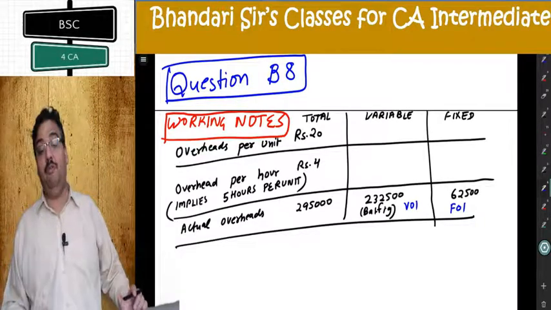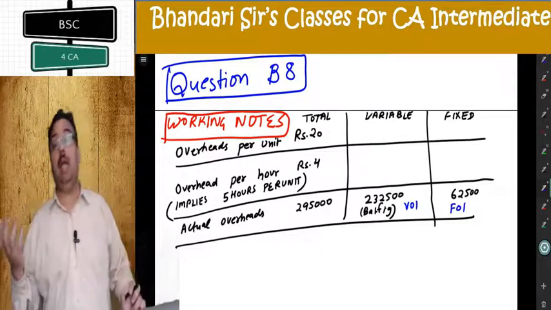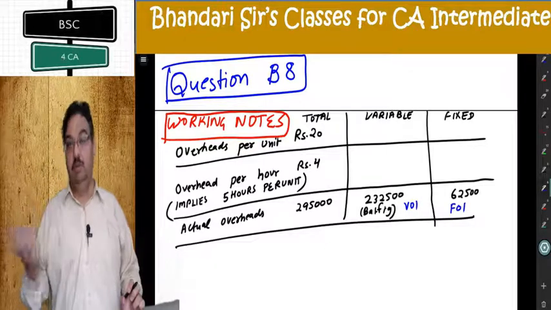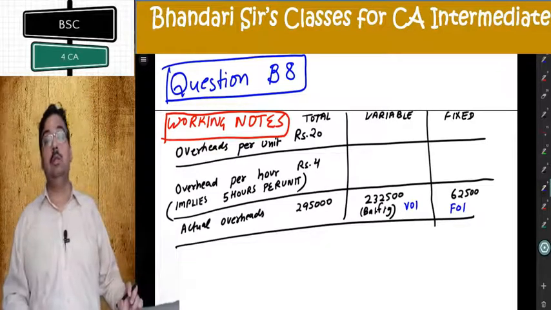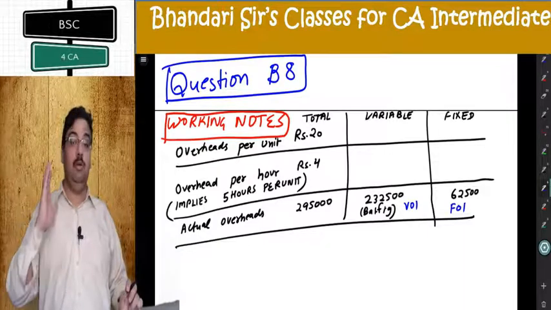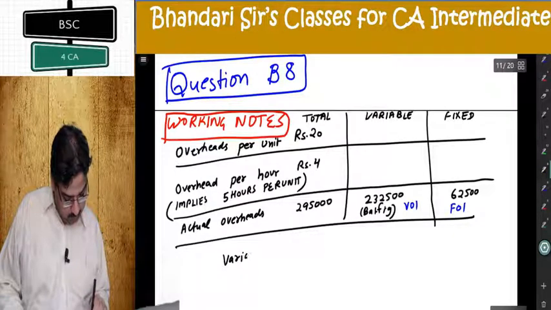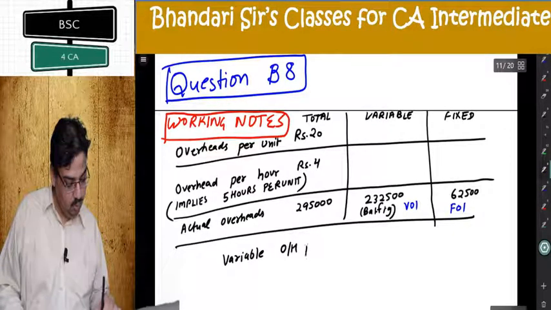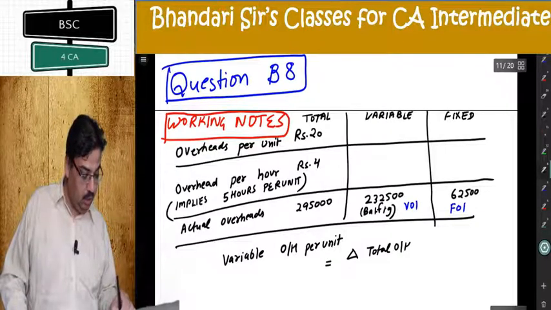Now you are given a table of flexible budget. From the flexible budget, you can apply the formula of segregation that you study in flexible budget, in marginal costing, and in the overhead chapter also. Difference in cost by difference in units gives you variable overhead cost per unit. So I write here: variable overhead per unit equals difference in total overhead divided by difference in units.